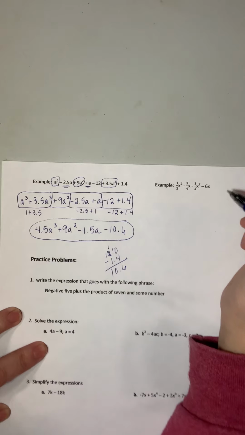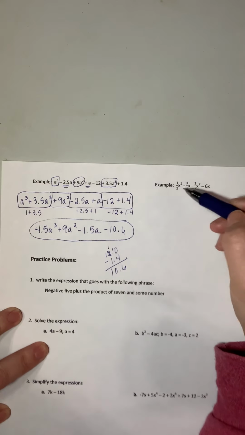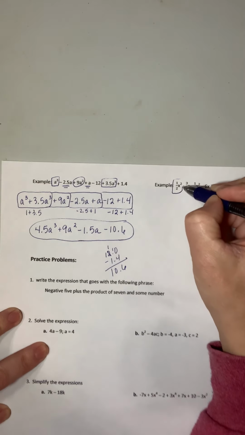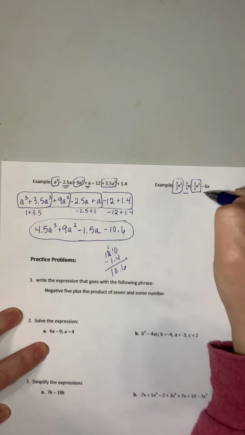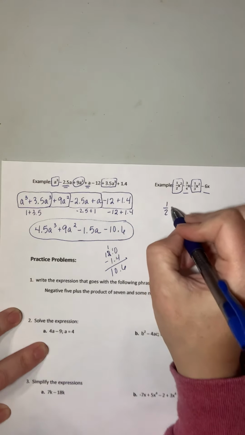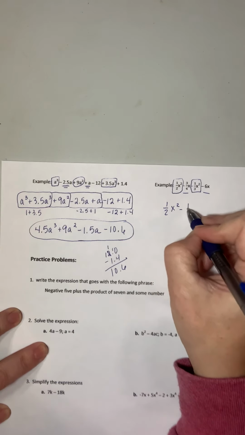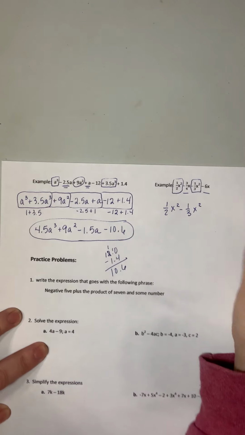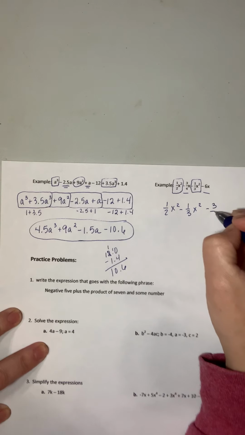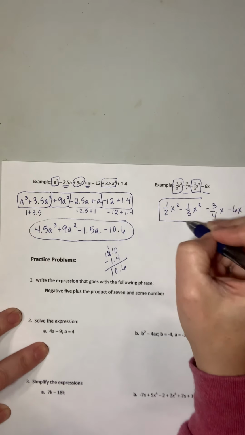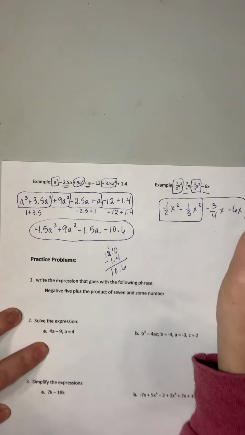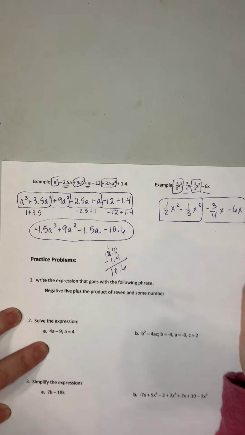And of course, it's fractions. So we have x squared and x squared, and then x and x. So I have 1/2 x squared minus 1/3 x squared minus 3/4 x minus 6x. So I have 1/2 minus 1/3.